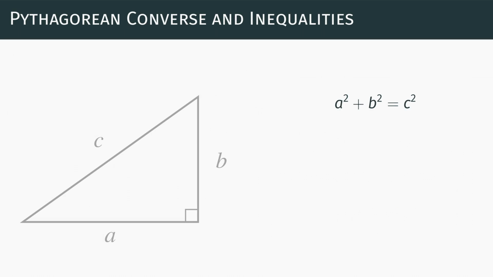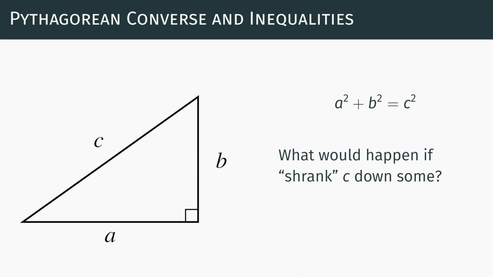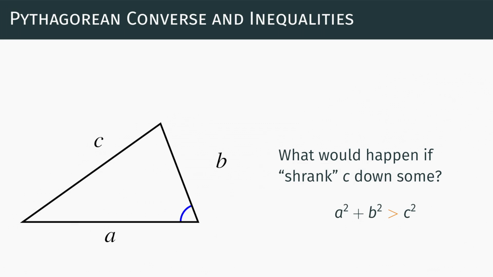What if we went back to how we started, a squared plus b squared equals c squared, but this time instead of having the c get longer, this time we make the c shrink down some. Well, in that case, we lose that right angle, and now it becomes less than 90 degrees. And because c just got smaller, instead of a squared plus b squared equals c squared, it's now a squared plus b squared is greater than c squared.